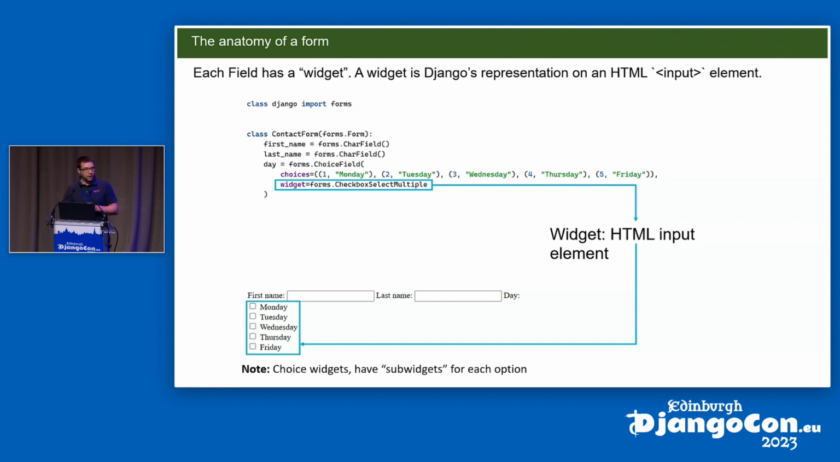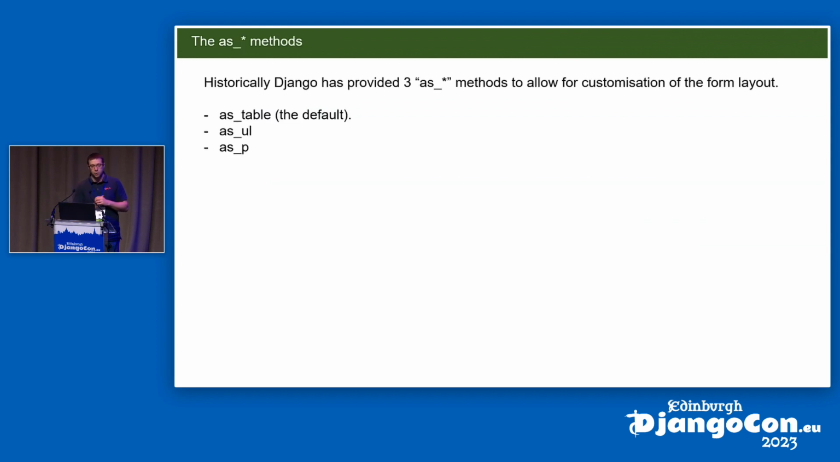By default, when we call string on our form, we'll have something that looks like this. This is a form that's rendered in table tags. That's the default that Django currently ships with. That may not be what your project needs. Historically, Django has shipped another couple of options: as_ul and as_p, for rendering the form as an unordered list or as paragraph tags. As_p is probably the most popular of these.